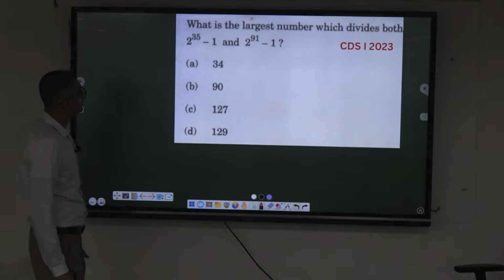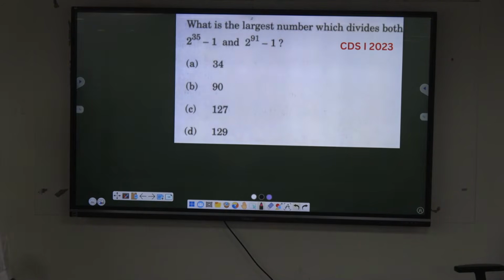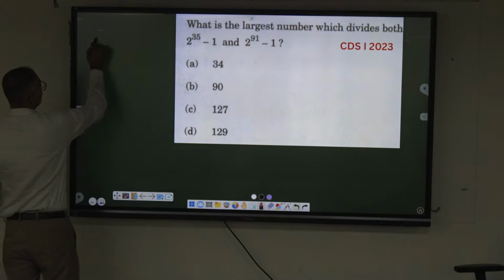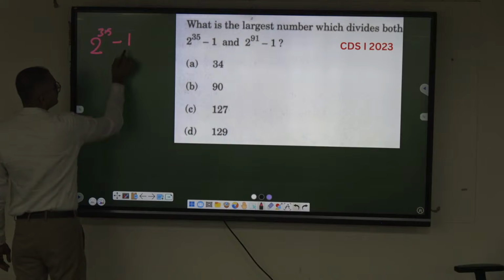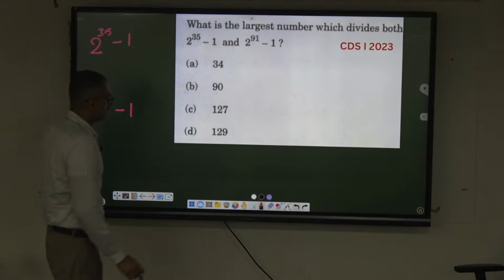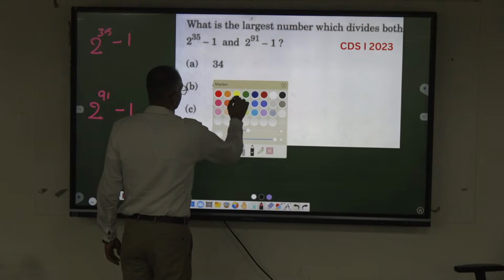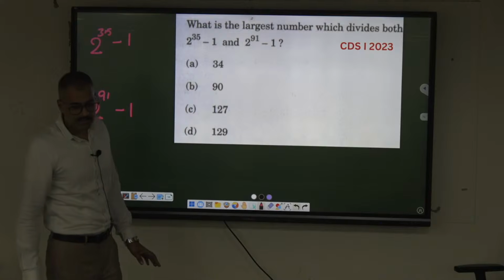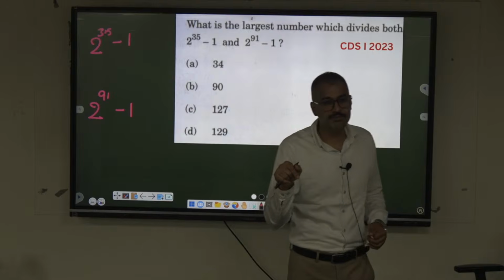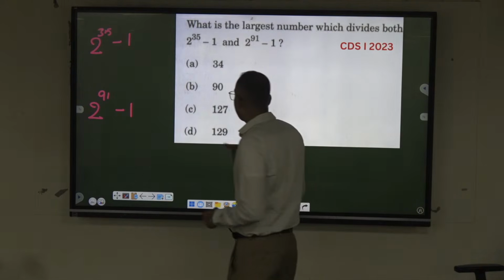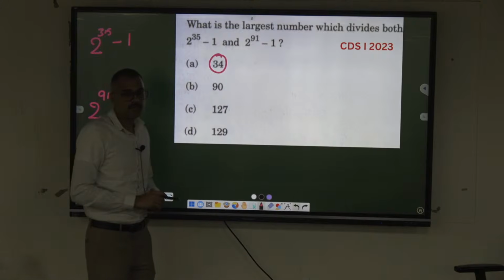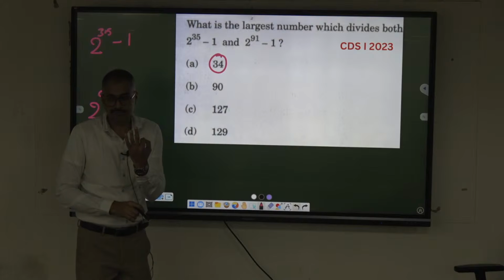What is the largest number which divides both 2 power 35 minus 1 as well as 2 power 91 minus 1? Look here now. In these cases, we need to have a negative remainder or unitary remainder, 1 or minus 1. Now, 2 power anything, is it plus or minus 1, 34? Is it possible to get? No. We'll get 31 or else 33.